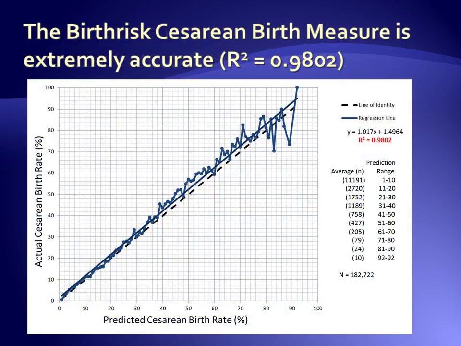This graph illustrates how accurately the Birthrisk Cesarean Birth Measure was able to predict actual outcome. The accuracy of the predictions confirms the accuracy of the method used to assign inherent risk, as well as the method used to create the cesarean birth measure for each obstetrical care provider. The Birthrisk Cesarean Birth Measure is the only cesarean birth measure available that provides validation of its accuracy.